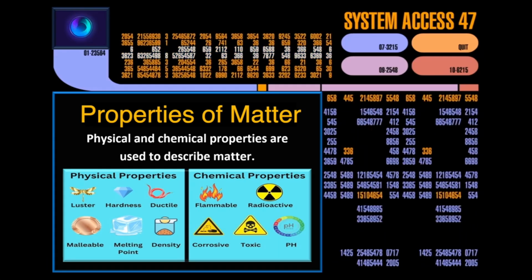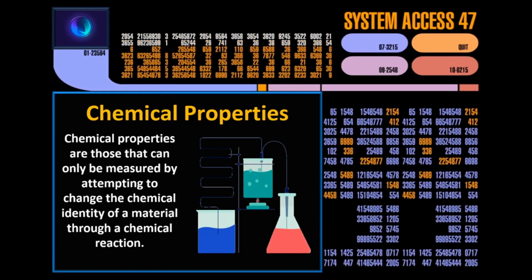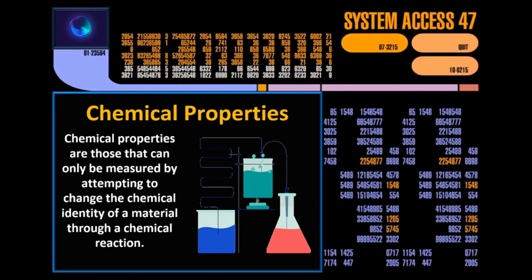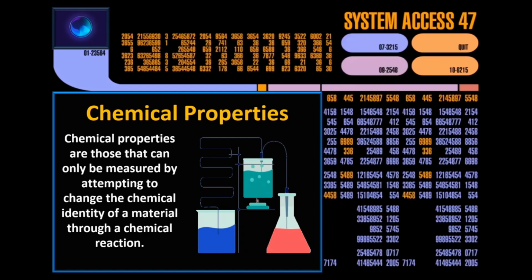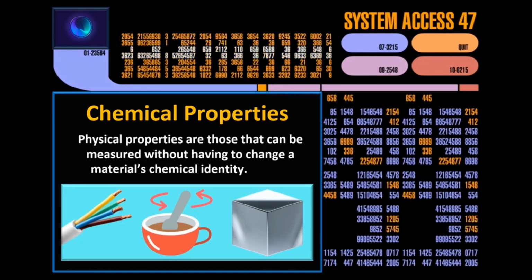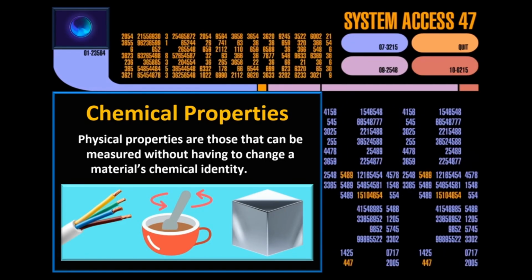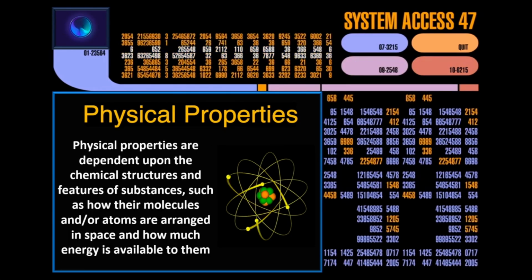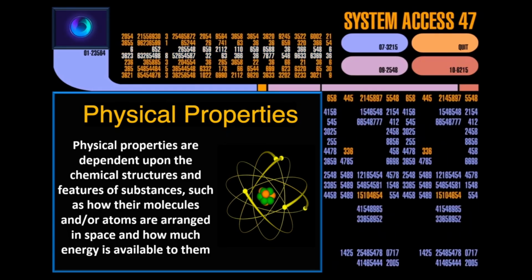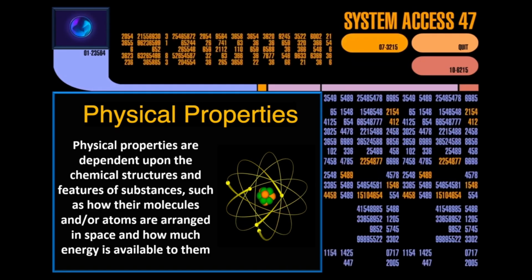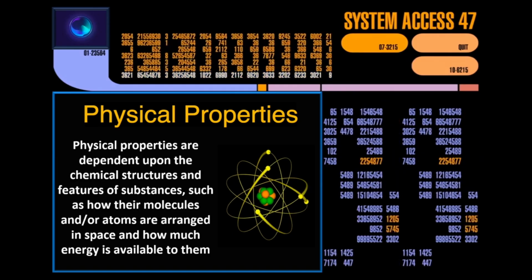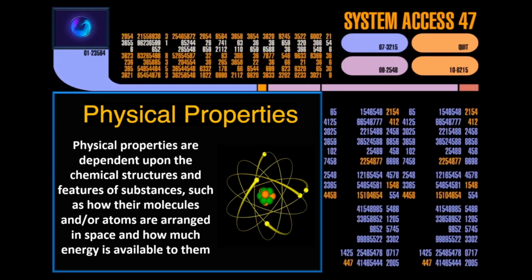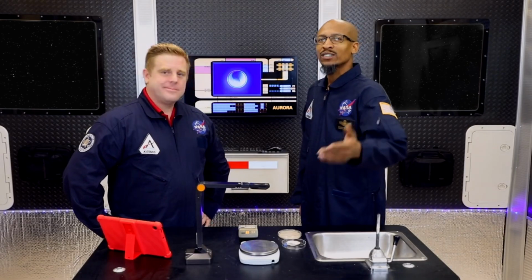Physical and chemical properties are both used to describe matter. Chemical properties are those that can only be measured by attempting to change the chemical identity of a material through a chemical reaction. Physical properties are those that can be measured without having to change a material's chemical identity. Physical properties are dependent upon the chemical structures and features of substances, such as how their molecules and/or atoms are arranged in space and how much energy is available to them. That was well stated, Aurora.